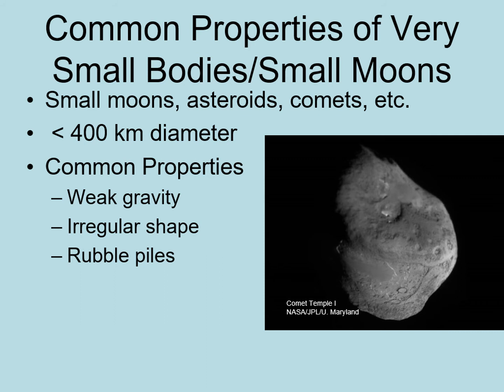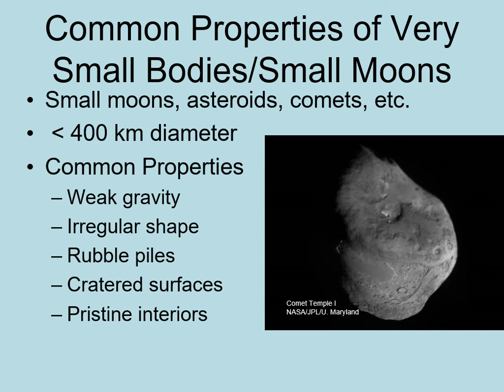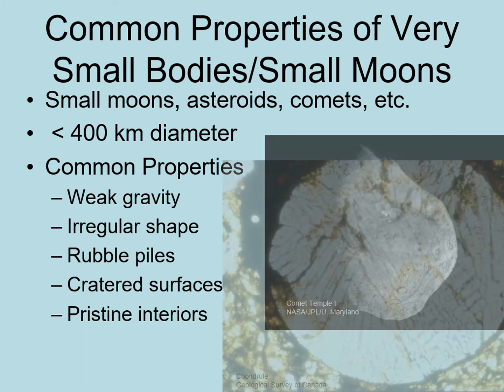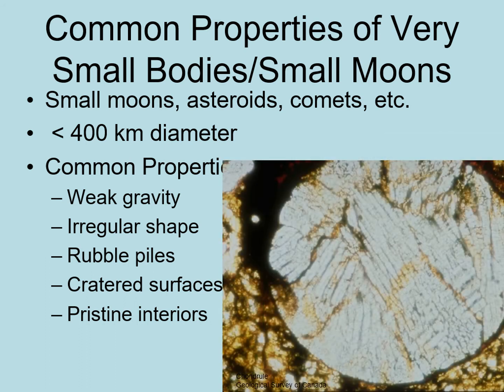Very small bodies and small moons often have heavily cratered surfaces. This reflects the fact that they are too small for volcanism or other processes that might erase the effects of impacts. The interiors of these bodies are often quite pristine. In other words, they haven't changed since they were formed, so they retain the individual grains of material that they formed out of. Here we're looking at an asteroid sample that came to Earth as a meteorite.